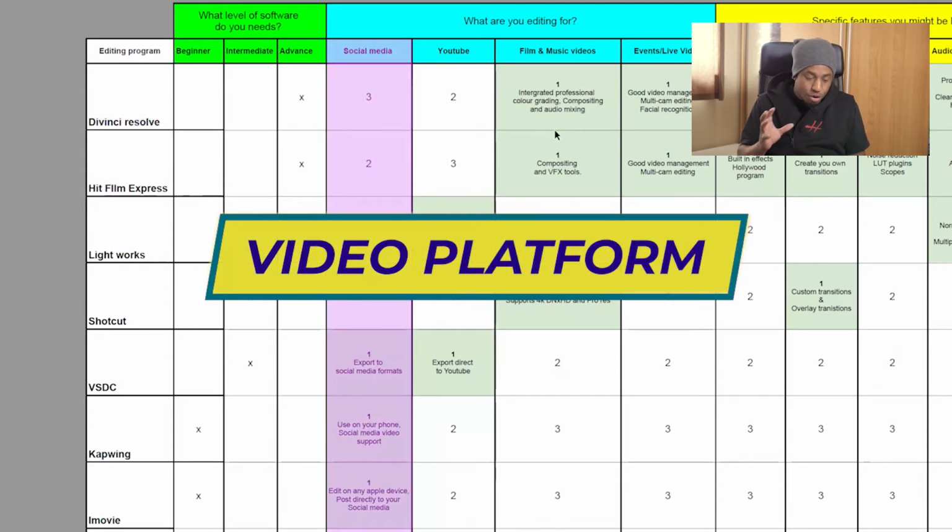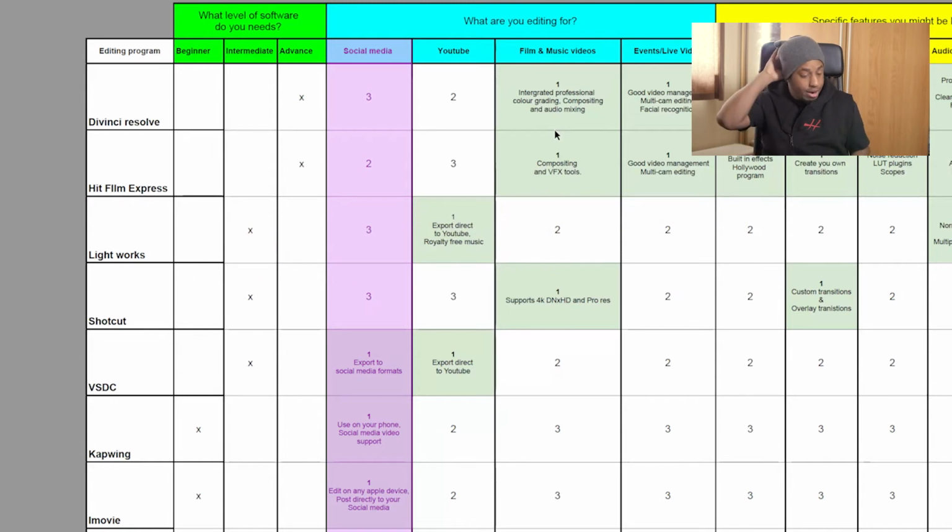So we're going to go for what are you editing for in this section. Now, I've split them into four kinds of varieties. So social media, loads of people doing stuff on social media. Instagram is huge for video. So I think VSDC, Kapwing and iMovie are pretty great. And these are just based off features.